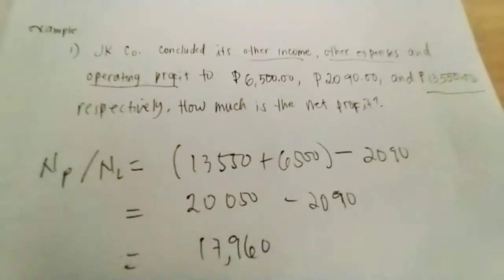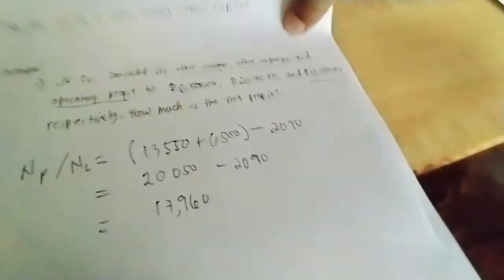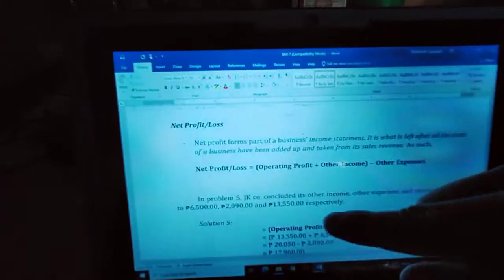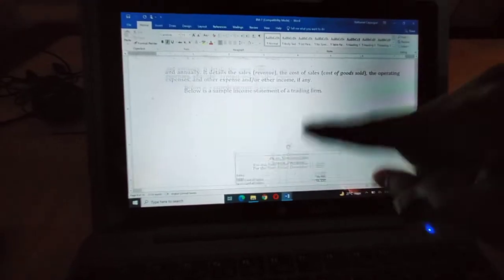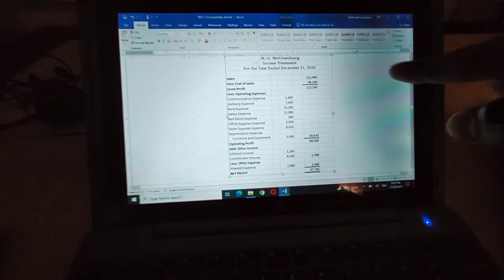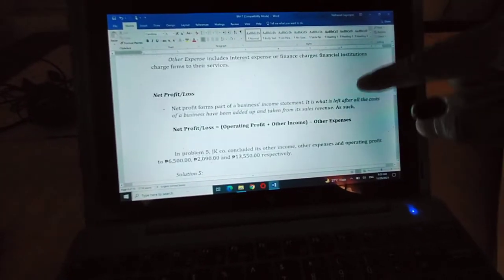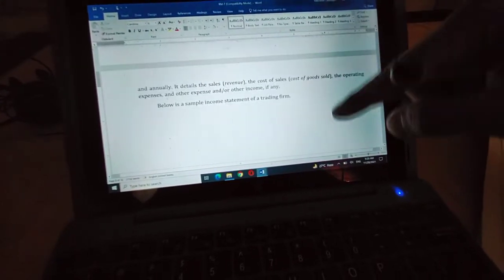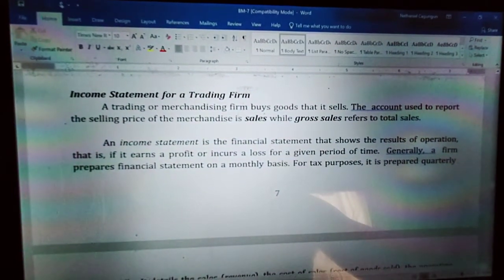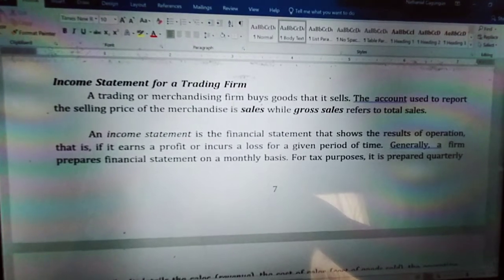Okay? So next one, dito sa ating module, last na to, para masagutan nyo yung module 7, no? Right after this, you've watched this video. Ito yung last. Wait lang ha. Ayan, meron tayong income statement for a trading firm.